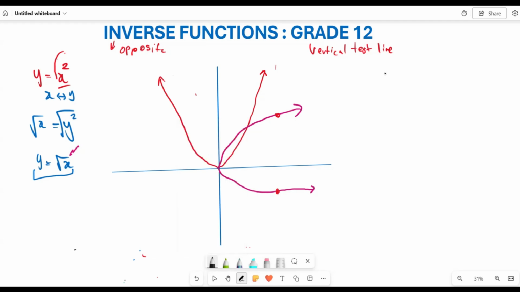Now, we are saying for our parabola function, for its inverse to be a function, it must have some form of restriction, right? For an example, let me show you something like this. Now, let's say you are having this.